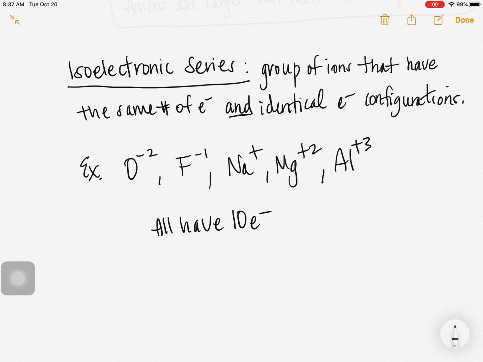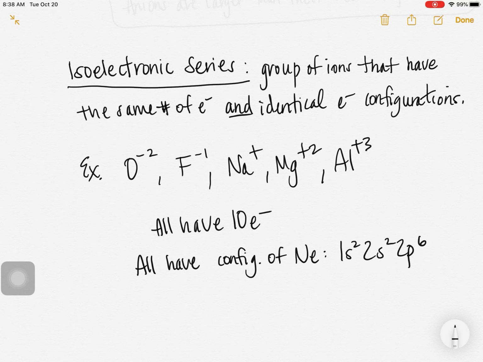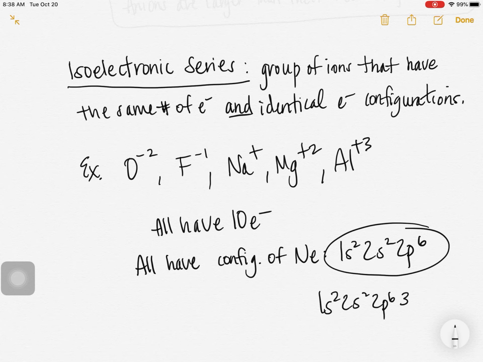They also must have identical electron configurations. And so in this case, they do, because they all have the configuration of neon, which is 1s2, 2s2, 2p6. So no matter how you play this game, you can think about oxygen, who's 1s2, 2s2, 2p4, but when it gains 2 electrons, it acquires the same configuration. You can also take it from a cation's perspective, something like sodium, whose configuration is 1s2, 2s2, 2p6, 3s1, but upon losing 1 electron, loses the 3s electron, and then also obtains neon's configuration.